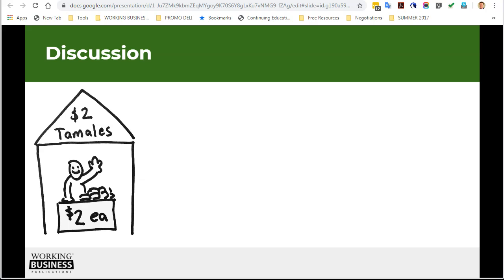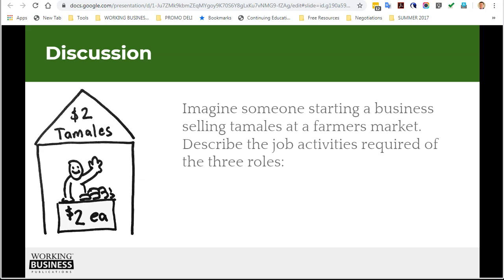Let's imagine that you want to sell tamales at the farmer's market. And you can imagine any product, but this specific person wants to sell tamales. So they're selling tamales at a farmer's market. So what are the three roles? What does the worker do? The worker actually makes the tamales. Okay, so they might work the day before making the tamales and get them all ready to go.